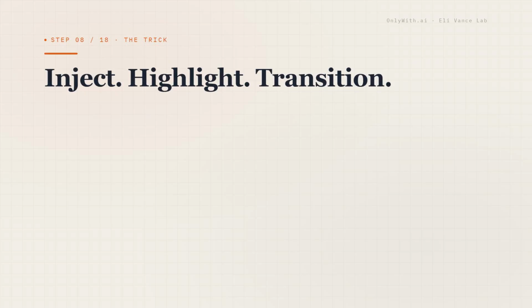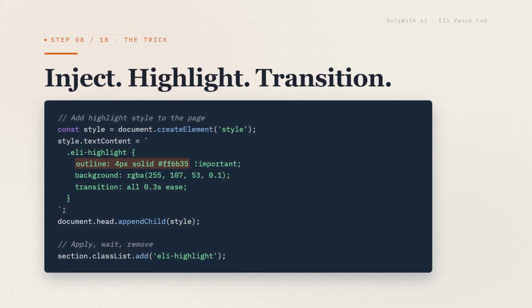Here's what that looks like in practice. I inject a style sheet that adds a bright orange outline and a subtle background tint. Then I add a class to whatever element I want to highlight and remove it when I'm done. Add a CSS transition, and it fades in and out smoothly instead of just snapping on. That's literally what's happening to this code block right now.